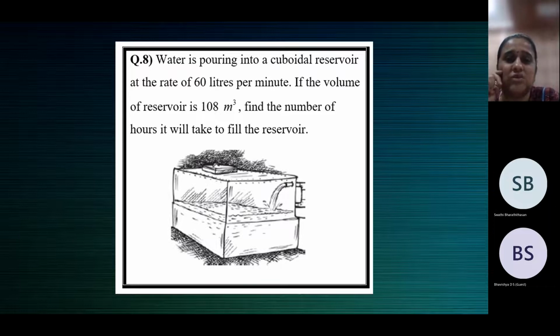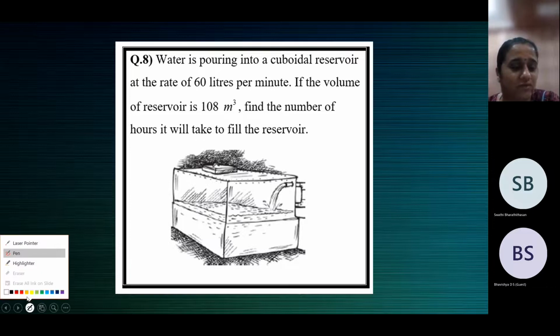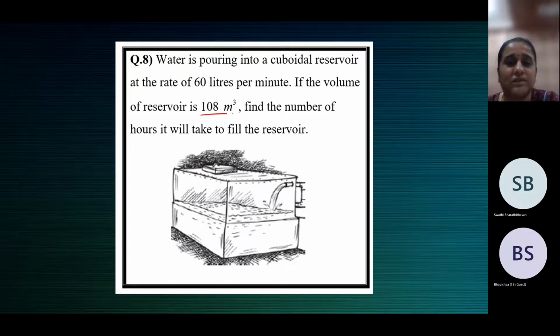But when it is in meter cubed, we can't gauge. 108 meter cubed, we have no idea how much that is. Whether it is too much or too less, we have no idea. But when you convert that to liters, it'll be very clear. So what you have to do is convert that volume which is given in meter cubed to liters. If you do that, you are almost done with the answer, because once you find the capacity in liters, 60 liters in 1 minute, so many liters in how many minutes, that's all.